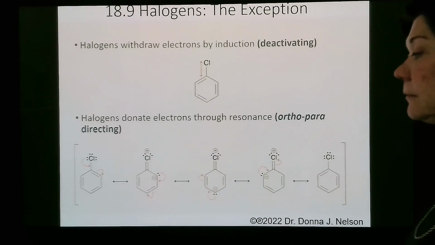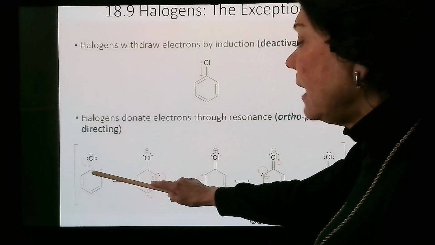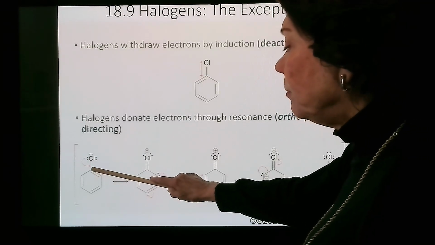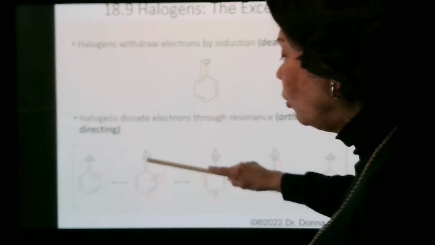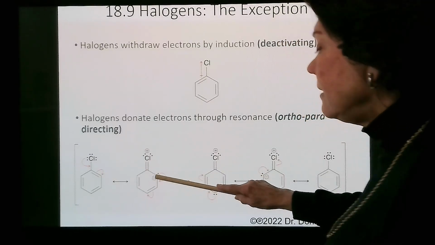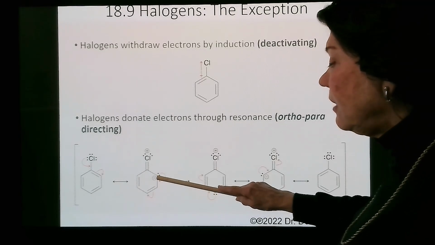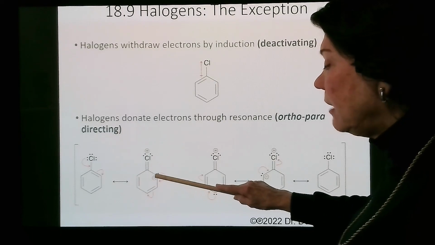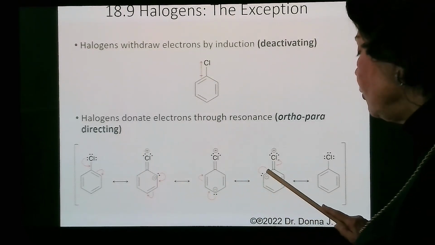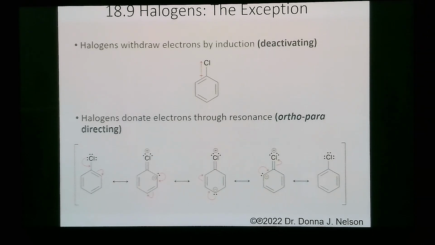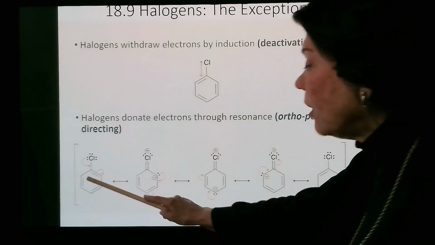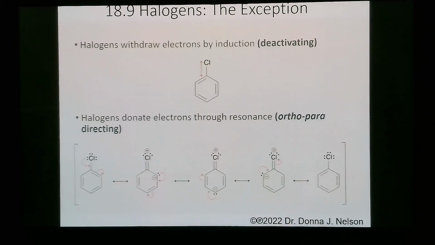You can see chlorine donates a pair of electrons into the pi system, and you can see the carbon-chlorine double bond here, and the negative charge is in this resonance structure. It's at the ortho position, now it's at the para position, now it's at the ortho position again. And so we are back to the resonance structure with chlorine being neutral, yet you see that the electrons have migrated around the ring. So there are indeed 5 different resonance structures for this molecule.